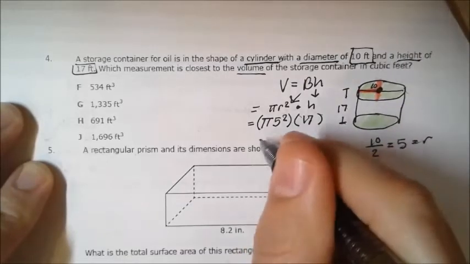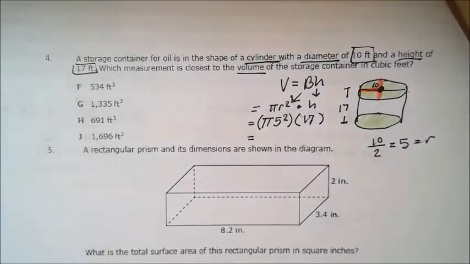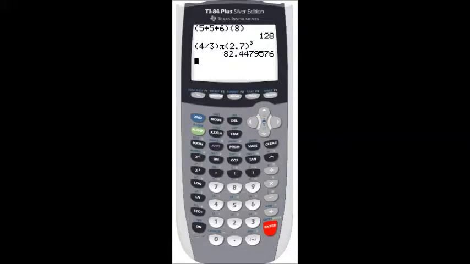And now we just need to put that in our calculator and get a final answer. So let's go over to our calculator and see what that looks like. Alright, so on the calculator, I'm going to put my parenthesis, then my pi symbol, and then 5 squared. I'm going to close my parenthesis, and then put another parenthesis, and put my height, 17. Whenever a parenthesis is set up against a parenthesis, it's going to multiply. So I don't have to put a multiplication symbol in between the pi 5 squared and the 17, because I have them in those parentheses.